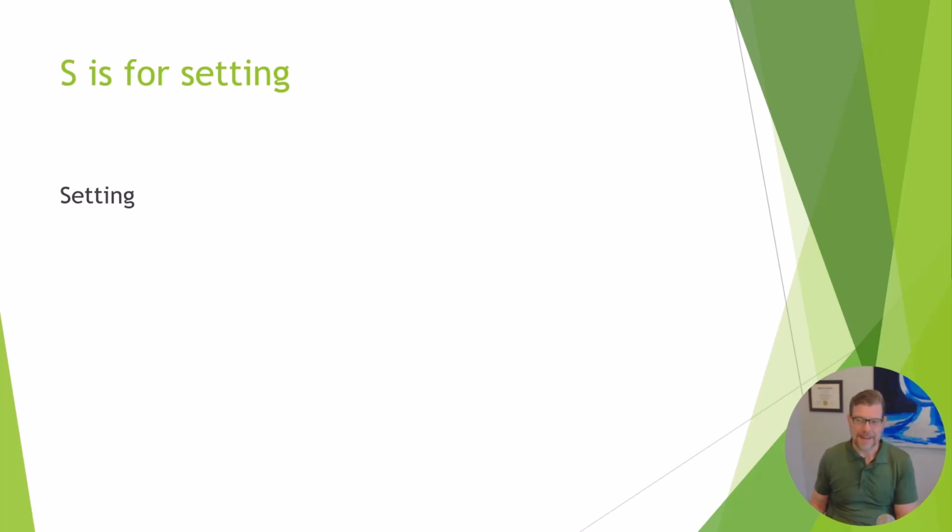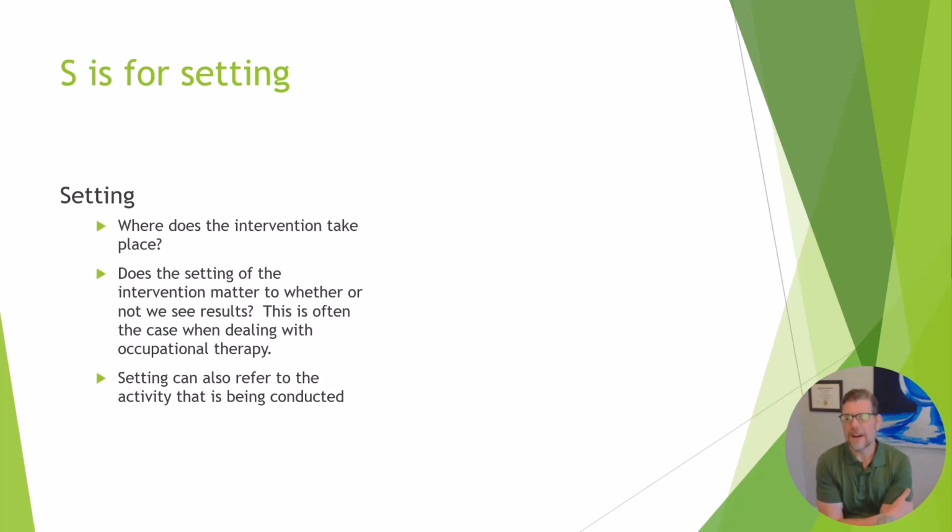Finally, we have the setting. Where does the intervention take place? Sometimes settings make a difference. We're going to talk about this quite a lot. For those of you who are in educational settings, you're going to have choices about whether or not you're going to be doing pullouts. Are you in the classroom? Is it going to be one-on-one? Is it going to be inside of small group settings? Those are choices that have to get made. Does the setting of the intervention matter to whether or not we see results?